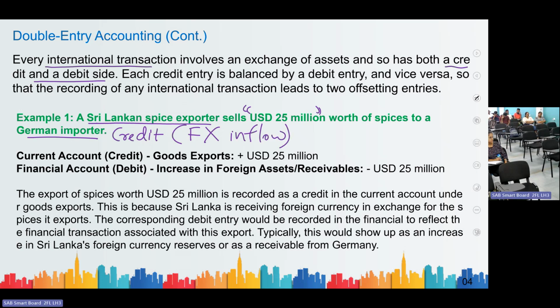There will be a foreign exchange inflow. So it's basically a credit transaction. So the first entry should be credit.